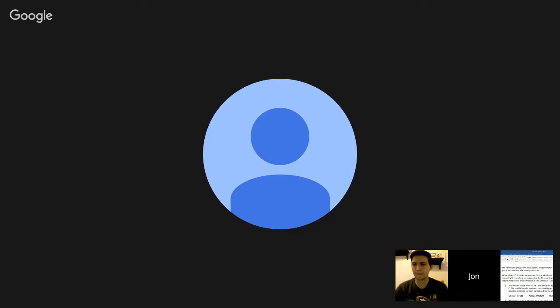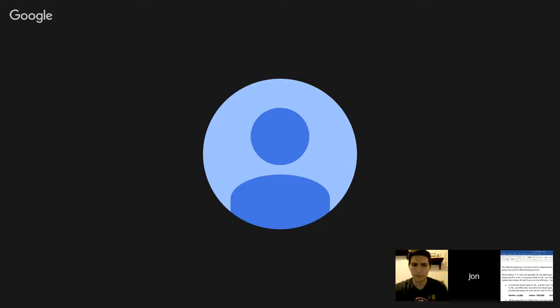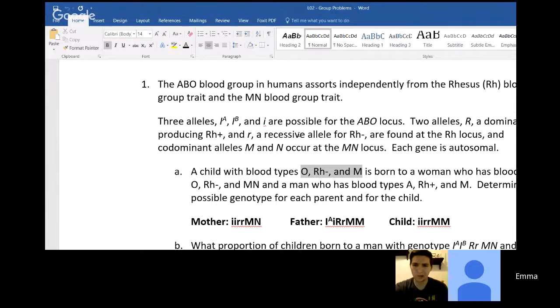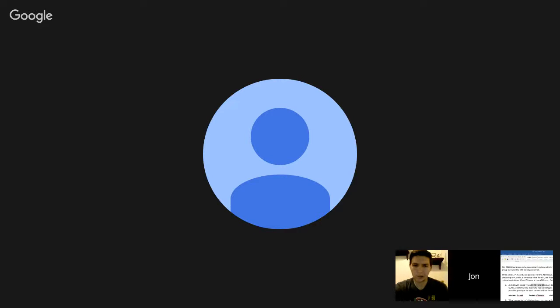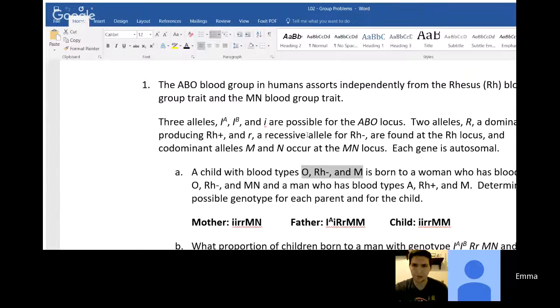So, this first question, all you have to do for all of these is look at the child, look at the offspring, and then work backwards. Okay. So for A, we know that the child is homozygous recessive for blood type, O, and for RH, and then homozygous dominant for M.